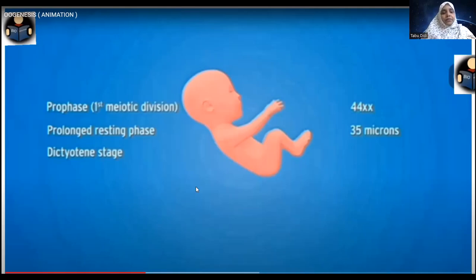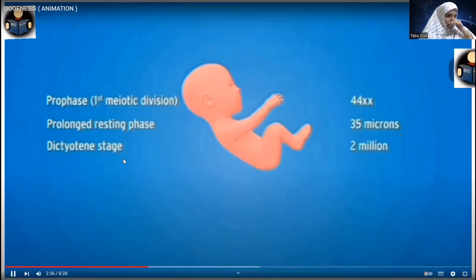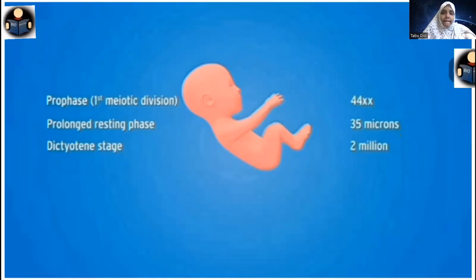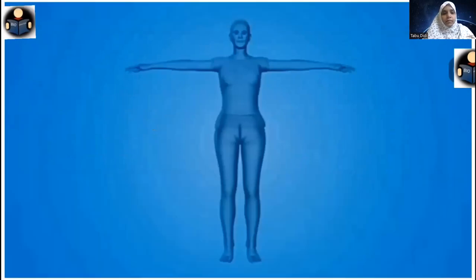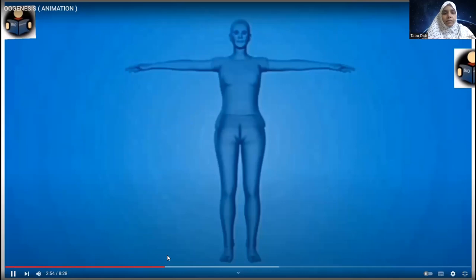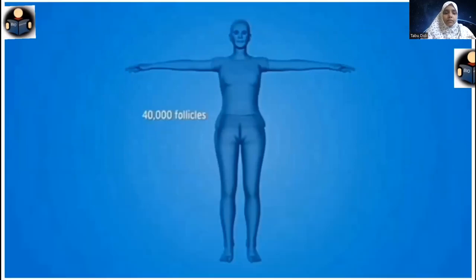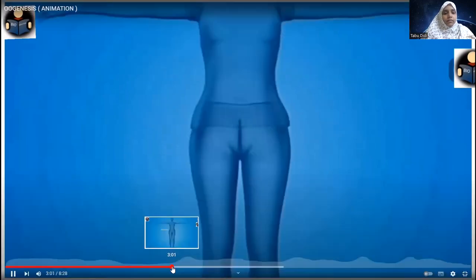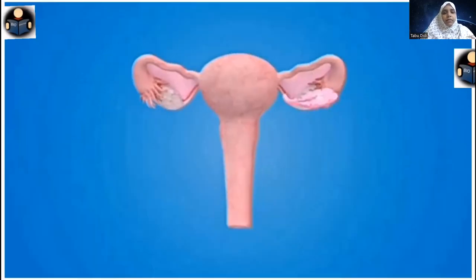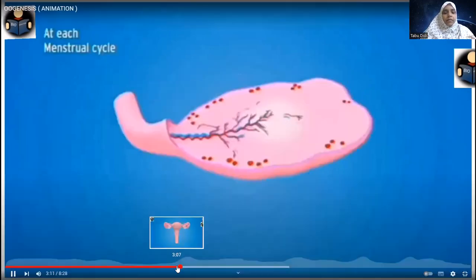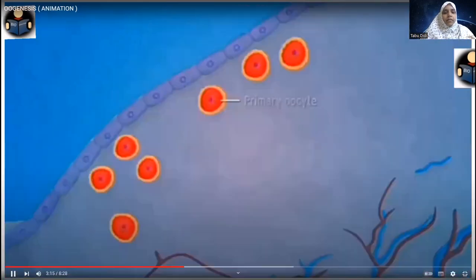Chalo. 2 million primary oocytes are present in each ovary at the time of birth. These millions of primary oocytes continue to remain in a prolonged resting phase from birth until puberty. At puberty, out of millions of primary oocytes, only about 40,000 primary follicles persist. During each menstrual cycle, about 5 to 12 primary oocytes come out of dictyotene stage under the influence of gonadal hormones secreted by.